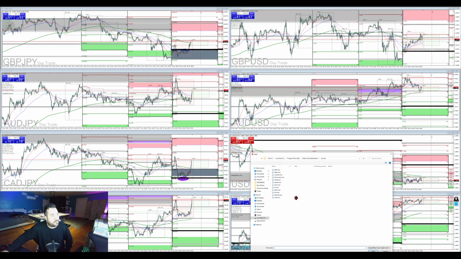I don't know what's going on with my MT4 for Forex.com. It's treason.